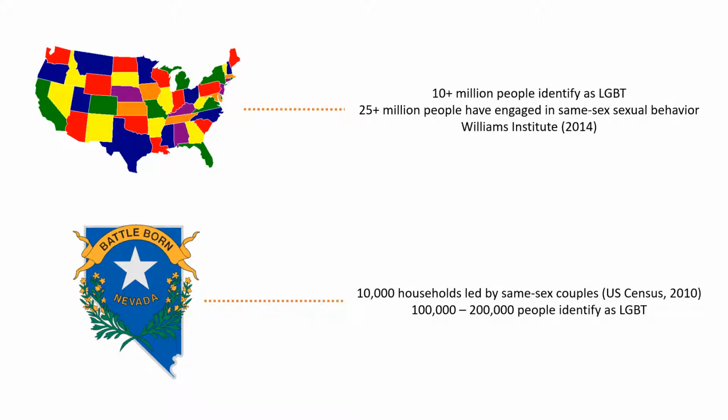In Nevada alone, the latest data that we have is from 2010 from the U.S. Census, and that showed that there were roughly 10,000 households that were led by same-sex couples. And there are approximately anywhere between 100,000 and 200,000 people who identify as LGBT. So the point of putting these numbers up here is to show you that there's a lot of people out there who identify as LGBT. And so the likelihood of nurses and other professional healthcare staff at UMC encountering an LGBT person is pretty high.